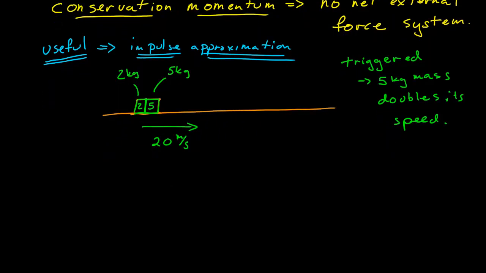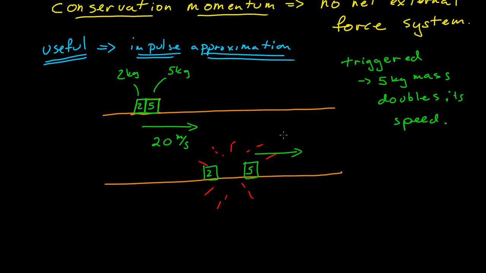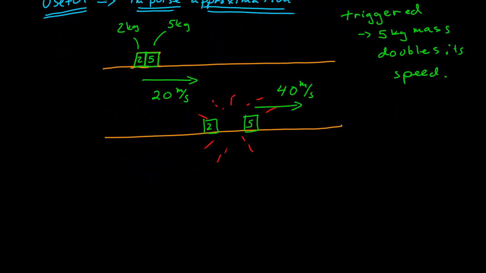Okay, so this system goes along, and then eventually this explosion is triggered with this little red marks for my explosion, and now my 5 kilogram mass and my 2 kilogram mass are separated, and my 5 kilogram mass now has doubled its speed, which is now 40 meters per second. Okay, so to solve this problem, we're going to say let's use conservation of momentum. And our two points in time are initially before and initially after this explosion.